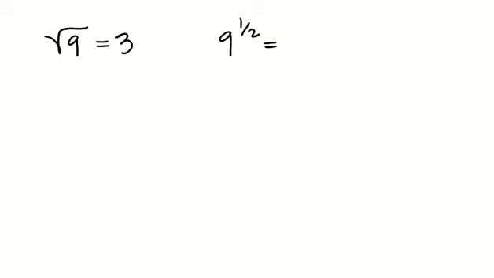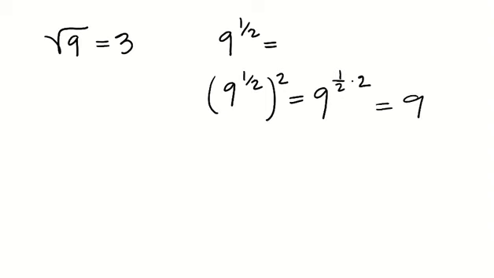So what I'm going to do is a little bit of experimentation. If 9 to the 1/2 is the square root of 9, when I square it, I should be able to get 9, right? So 9 to the 1/2 squared is equal to, well, this is the situation where I multiply the exponents, so 1/2 times 2. And so that's 9 to the 1, which is 9. Okay, since 9 to the 1/2 squared is 9, 9 to the 1/2 is the square root of 9, which is to say that it's 3.